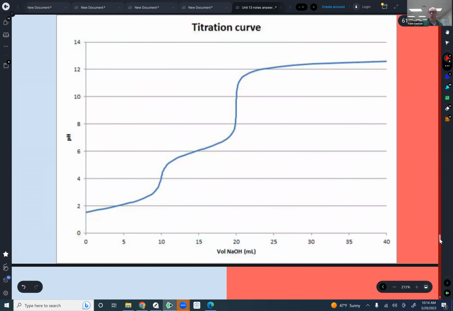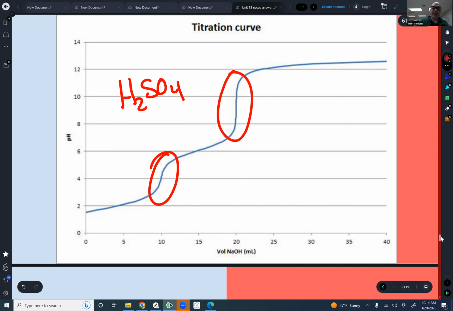All right, now what if we have a material that has more than one H in it? In other words, if I were to use H2SO4, it will not release its H's simultaneously. Actually, let's use carbonic acid instead, because H2SO4 is a strong acid and it will.